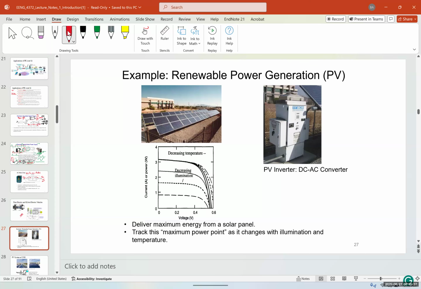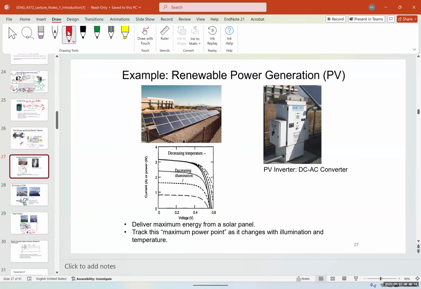For renewable power generation, this is an example of a PV inverter. Do you know what PV stands for? Photovoltaic. So solar panels, photovoltaic panels, only generate DC power. It's like a diode, actually like an LED. Then you have to convert that back to AC, so you need a DC to AC inverter. You want to deliver maximum energy from a solar panel, so you need to have control over that and track this maximum power point as it changes with illumination and temperature.